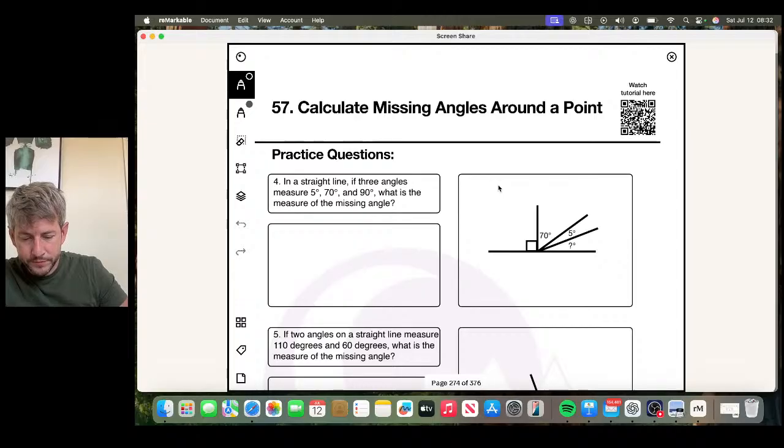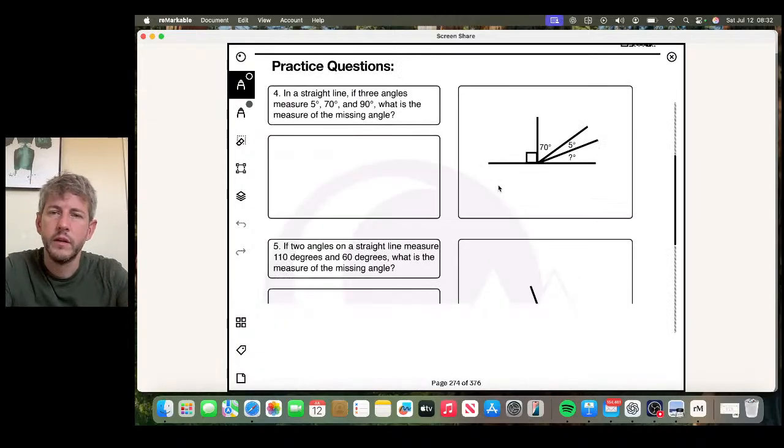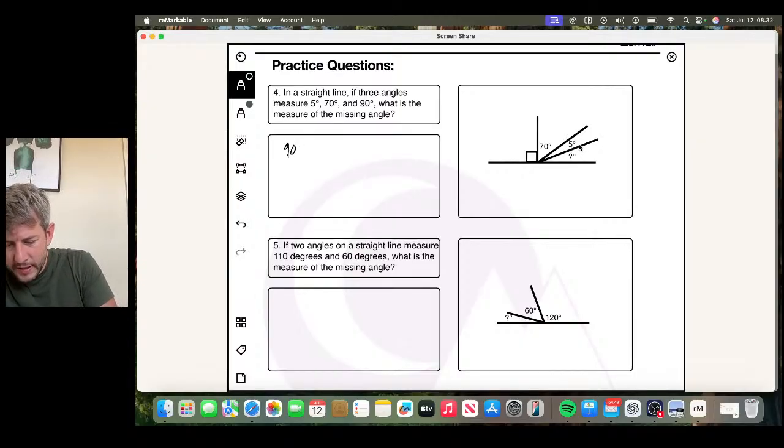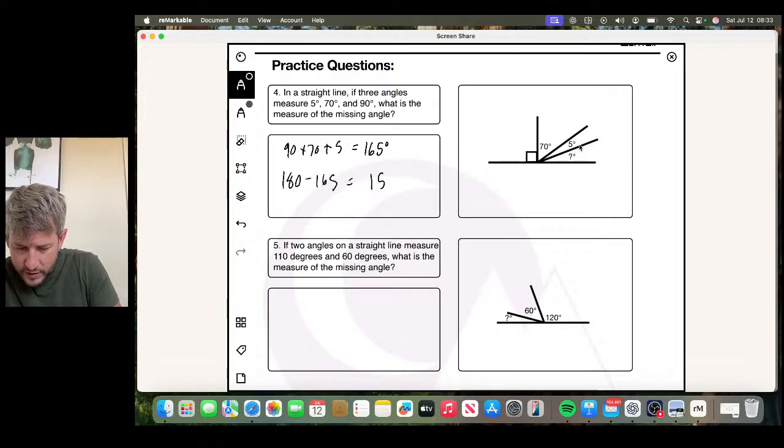Question 4. We've got here, in a straight line, if three angles measure 5 degrees, 70 degrees and 90 degrees, what is the measure of the missing angle? So the box here represents a 90 degrees, 70 degrees. Okay, so we've got 90, add 70, add 5. So that makes 165 degrees. And then 180, take away 165, equals 15 degrees. So the missing angle should be 15 degrees.